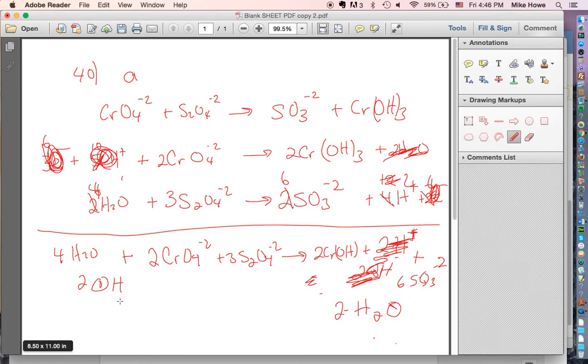On this side, since I added the 2 OHs over here, I had to add them over here. So on this side, I've still got the 2 OHs, but now I've got redundant waters. So I've got 4 waters, and I've got 2 waters on this side. See the 2 right here? Over here, I've got 4. So I'm going to scratch both of these out. And I'm going to change this into a 2. Make that a 2.